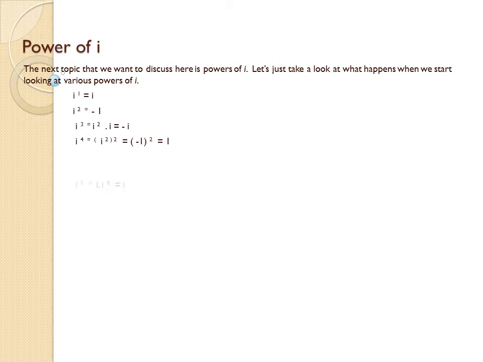Next go to I to the power 5. I to the power 5 I can write as I into I to the power 4. I to the power 4 I have written earlier equals 1. So 1 into I is equal to I. So you can see I to the power 1 and I to the power 5 are the same.